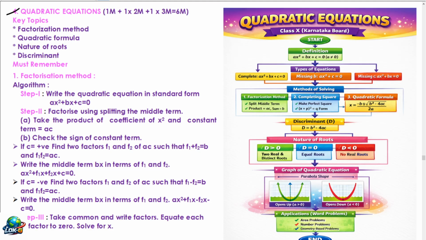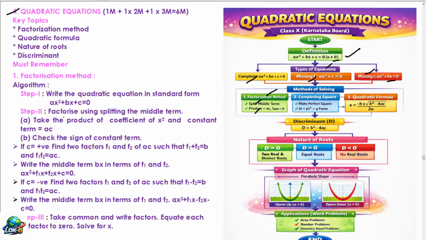Let us move on to the 4th main question, quadratic equations. See, in the quadratic equation, we will quickly recap. The definition of quadratic equation is any equation of the type ax square plus bx plus c is equal to 0, where a is not equal to 0, having a degree 2, is called a quadratic equation. Types of quadratic equation: complete equation, missing b, ax square plus c is equal to 0, missing c, ax square plus bx is equal to 0. Methods of solving: factorization method, splitting the middle term, product ac.